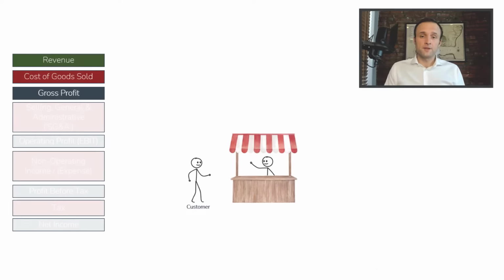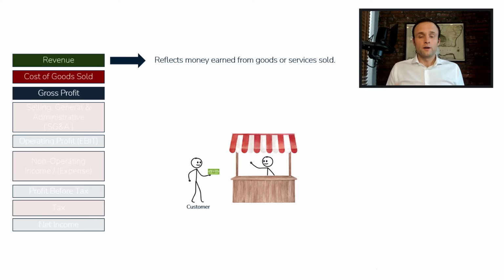Let's hop in here. Let's start off here at the top of the income statement with revenue. Revenue reflects the money earned from goods and services sold to customers. And I want to emphasize the term earned here because this is a reflection of what's earned, not necessarily cash. So remember, from an accounting perspective, we record revenue when the transaction is earned and substantially complete, not necessarily when the cash changes hands.